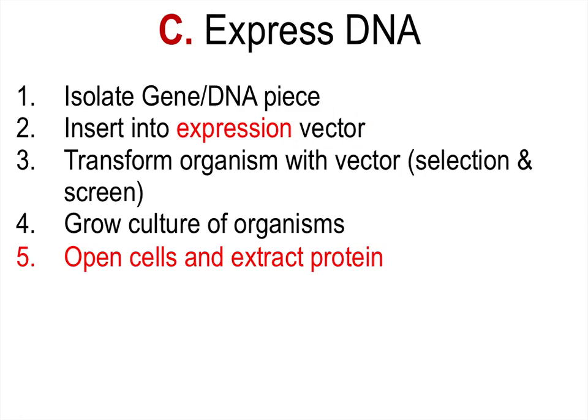Then you take that vector with your gene and you transform it into an organism, usually a microbe like bacteria or yeast. And then you impose a selection to make sure that you're only growing the microbe containing your expression vector. And then you grow up the culture of that organism. You grow up your microbes, right? And as they replicate and grow, they're going to make your protein as long as you've turned on the promoter. And once you get a certain concentration of organisms, you can then lyse the cells, break open the cells, and extract and purify the protein.